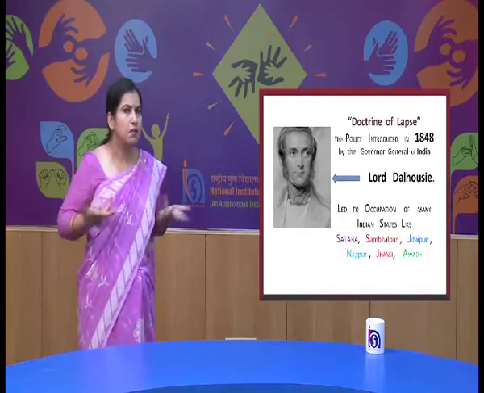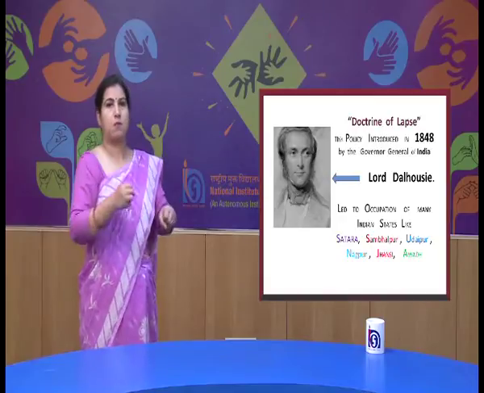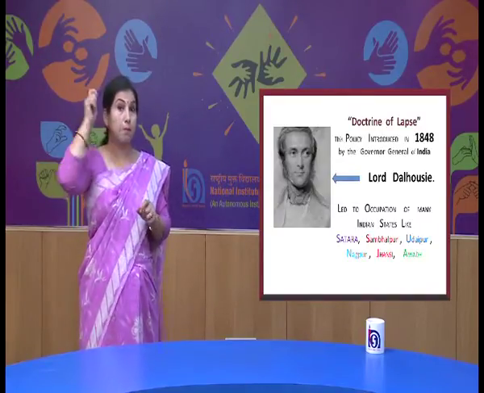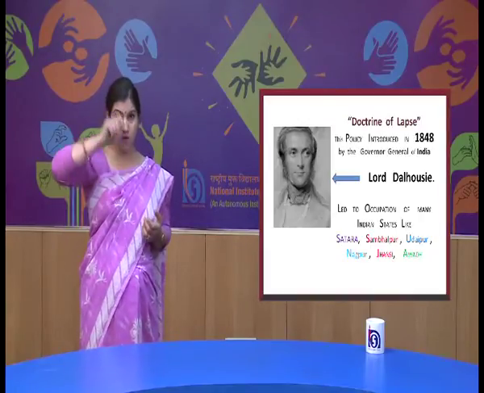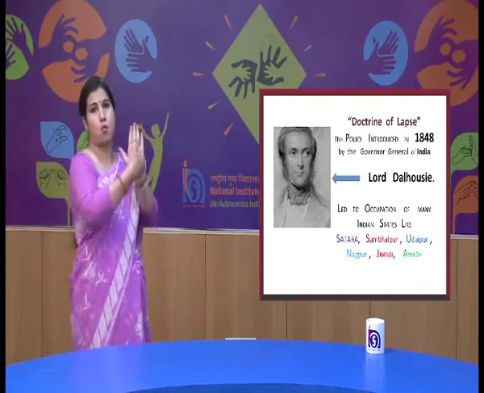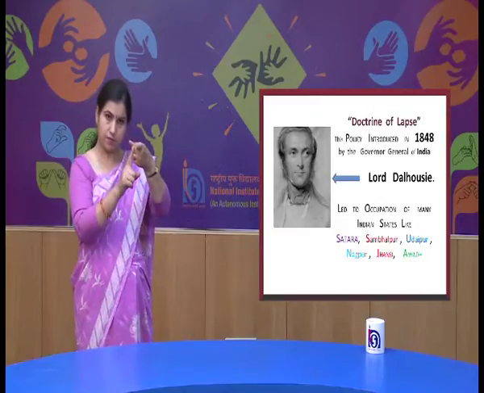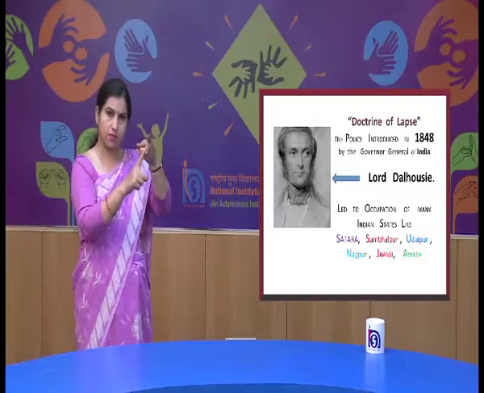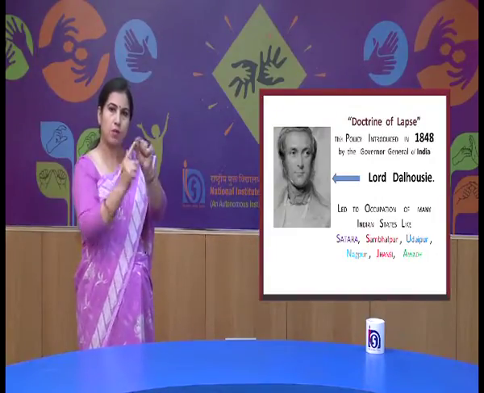The main reason behind the introduction of this policy was to annex more and more independent Indian states. Learners, you will be surprised to know that the British were able to annex many Indian states due to this unfair policy. These places were Satara, Sambhalpur, Udaipur, Nagpur, Jhansi, and Awadh.